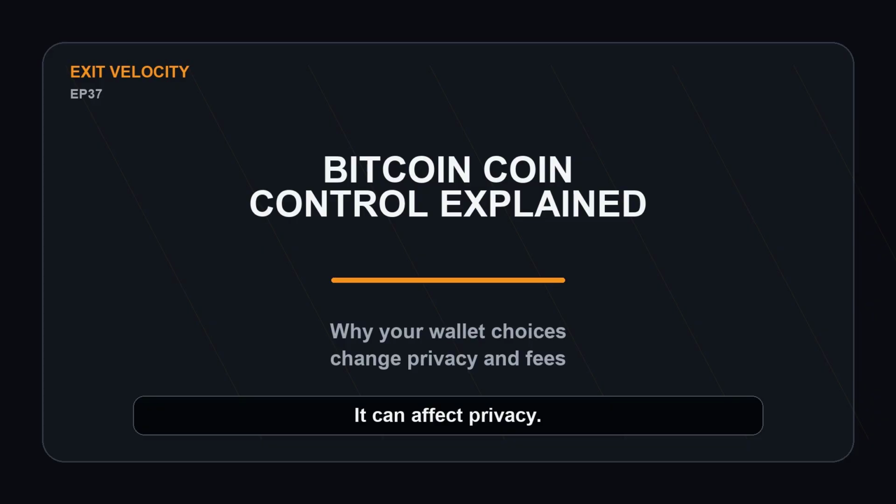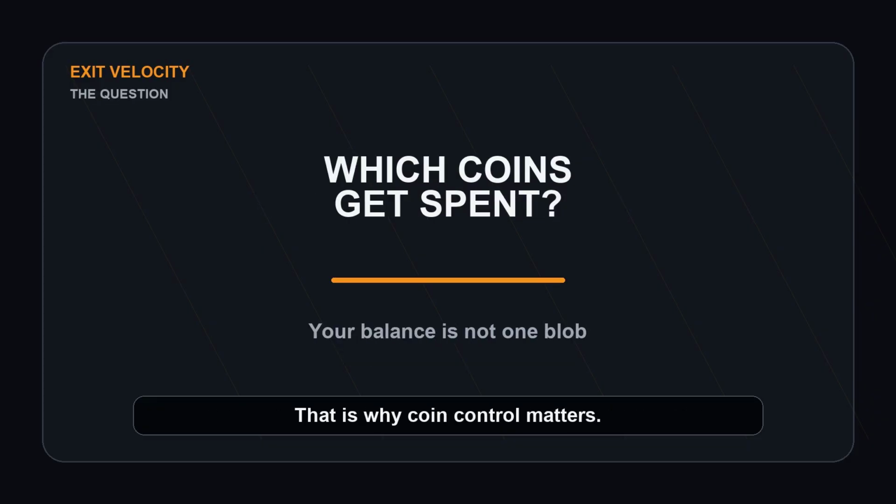If you let the wallet choose automatically, it may make a reasonable choice for convenience. But convenience is not the only concern. The choice can affect fees. It can affect privacy. It can affect what histories get linked together on-chain. That is why coin control matters.